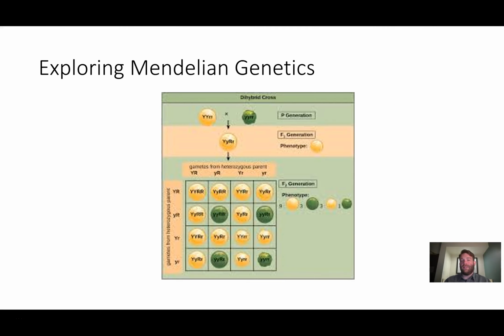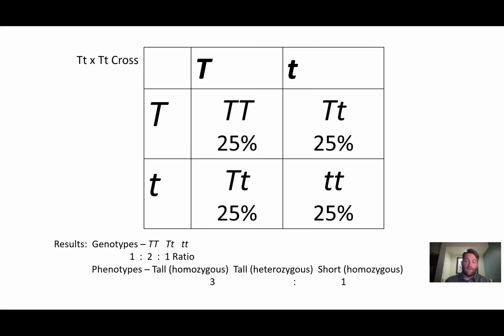So what we're going to do next is look at Mendelian genetics on a slightly more complicated scale. We're going to be looking at what would happen, say, if multiple genes are coming together at once, as opposed to what we looked at here, where we're only following one trait.